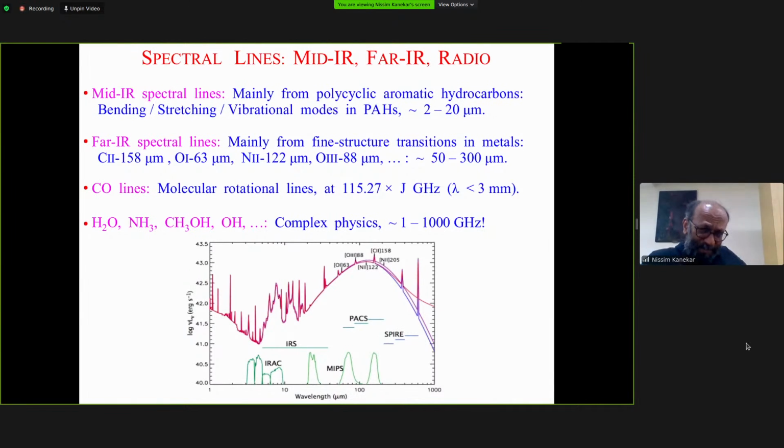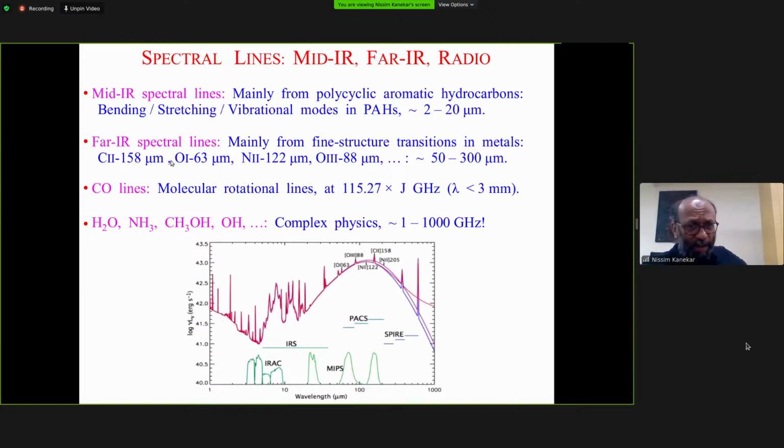So moving on, as you go to slightly longer wavelengths into the far infrared, say 50 to about a few hundred microns, you mainly have fine structure transitions in metals. The most important of these lines is the C II, or C plus, ionized carbon 158 micron line, which is sitting as you see over here. And this curve that you see is the emission from heated dust in the galaxy. The C plus line is sitting at about the peak of the heated dust emission of any galaxy.